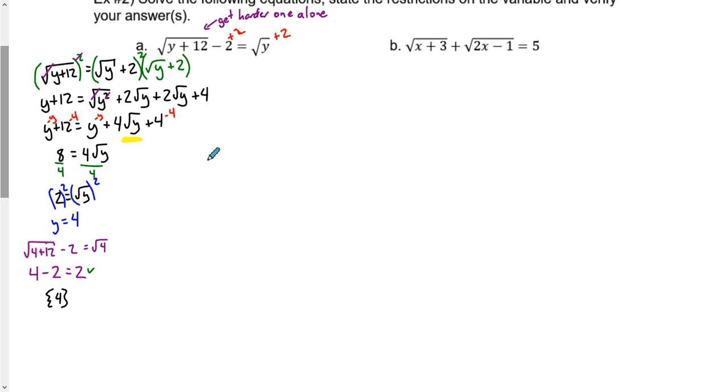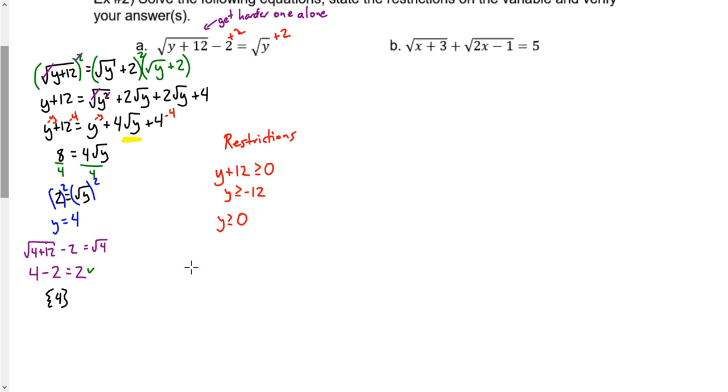Our restrictions, though, are going to be a little bit trickier. What we're going to have to consider is both of these. y plus 12 has to be greater than or equal to 0, and just y has to be greater than or equal to 0. So this one means that y would have to be greater than or equal to negative 12. So now we have 2 restrictions, but in reality we only have 1.